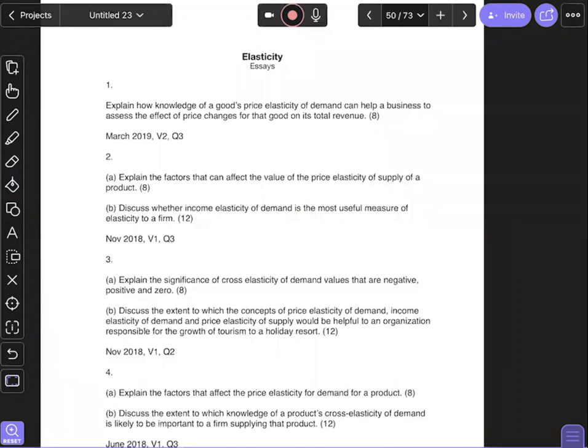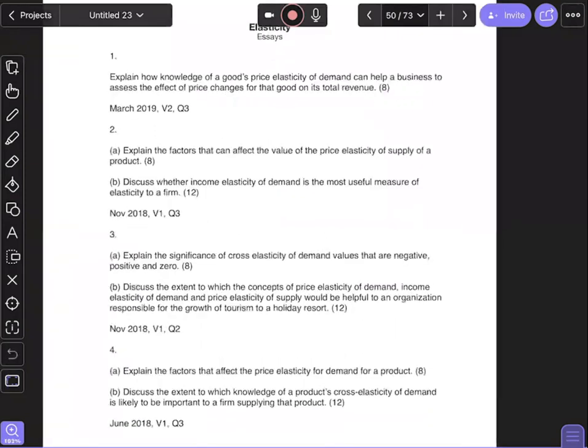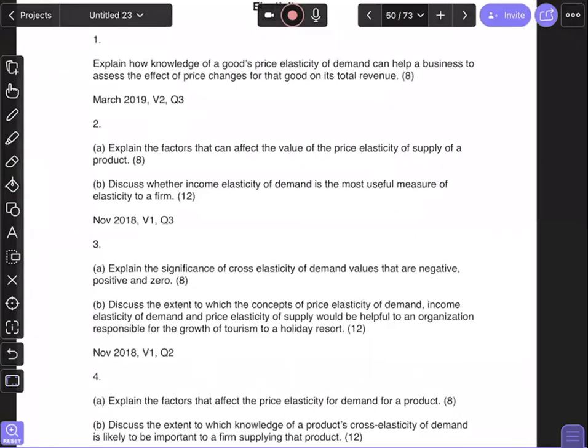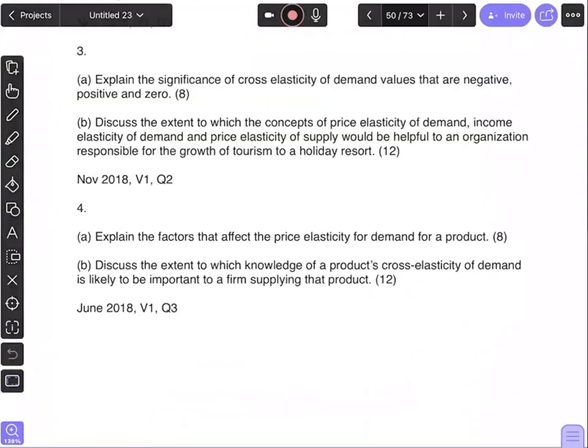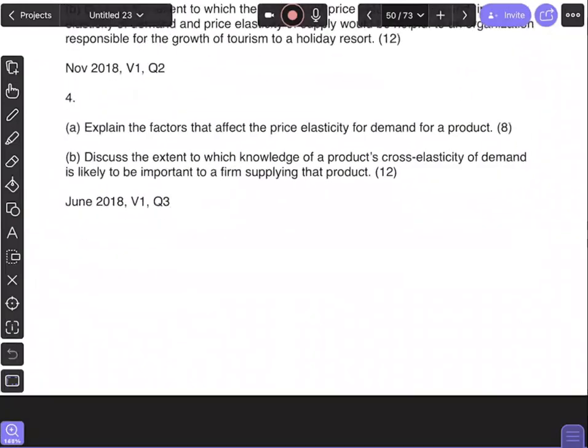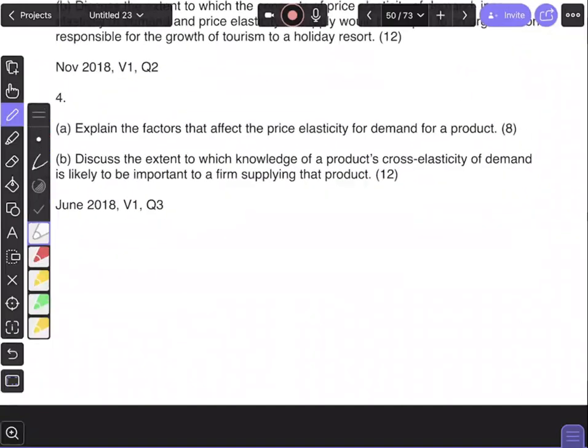So the first question that I want to discuss is the one which talks about the PED. Let's look at this one. What are the factors that affect the price elasticity of demand for a product? In this kind of question, simply remember you have 8 marks. So 8 marks means 8 times 2, you have 16 minutes to answer.